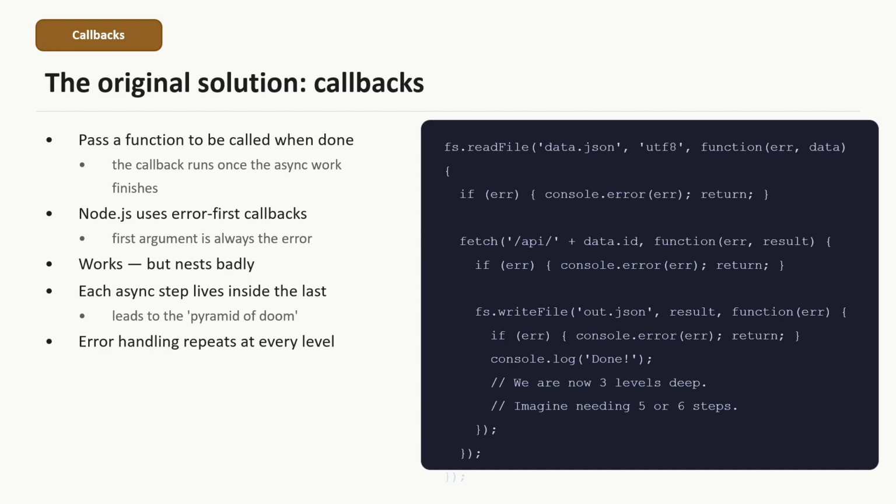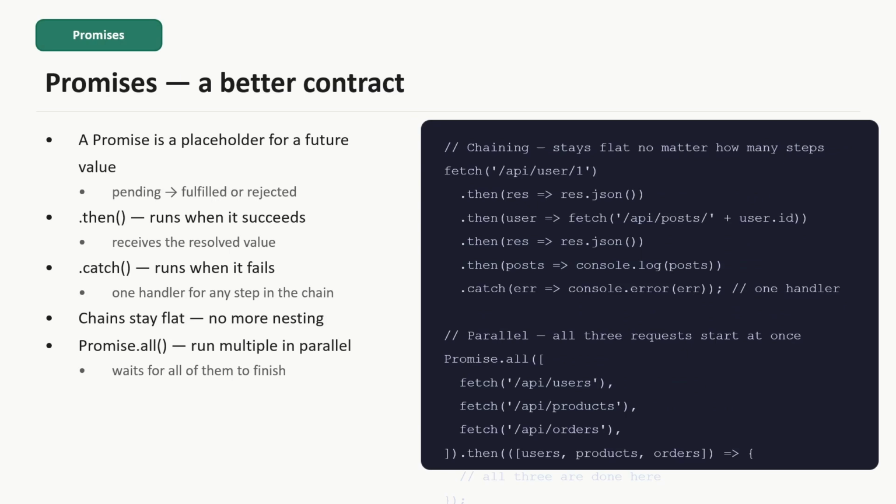And so along came promises, which fixed this. Promises were introduced in ES6, and it changed how async code was written. A promise represents a value that doesn't exist yet. It's pending, and will eventually either fulfill with a value or reject with an error. The big win is chaining. So instead of nesting callbacks inside each other, you chain dot then calls, and they stay flat no matter how many steps you have.